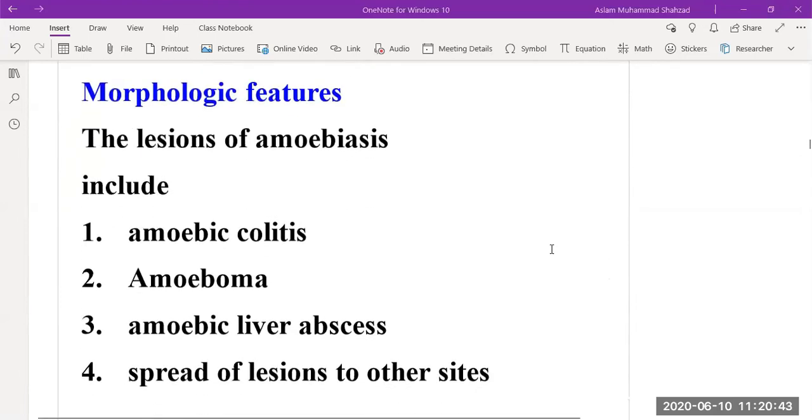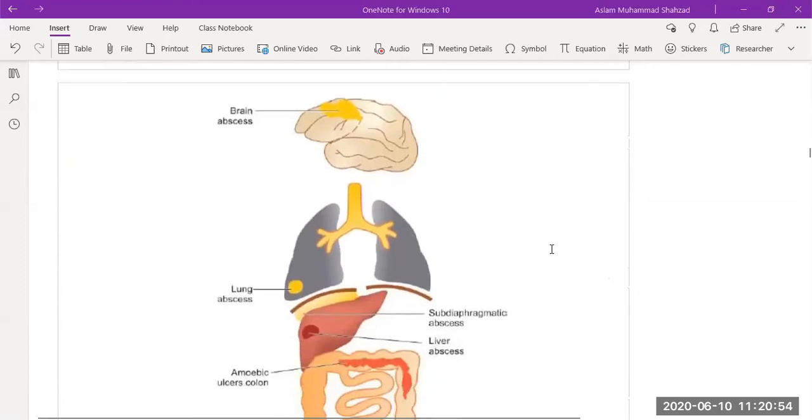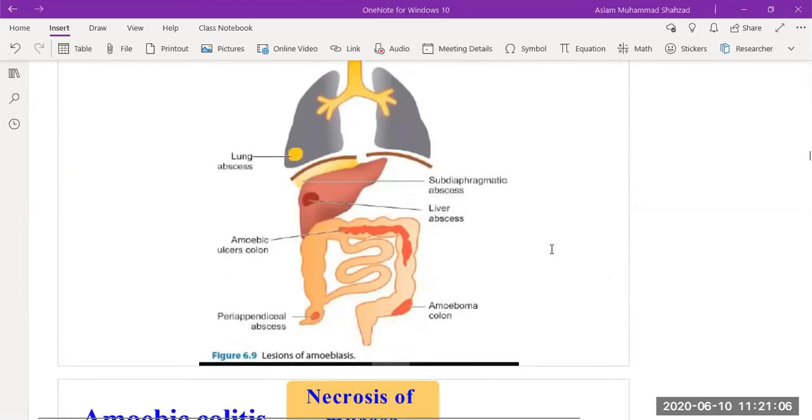Morphological features consist of amoebic colitis, ameboma, amoebic liver abscess, and spread of lesions to other sites. The main thing is that because it can metastasize and travel to other parts of the body, it can travel to the brain and cause brain abscess, or travel to the lungs and cause lung abscess, or liver abscess, or colon. So it can lead to colonic ulcers, or amoebic colitis, or liver abscess, or subdiaphragmatic abscess. So where it travels, it can cause abscess formation or ulceration.